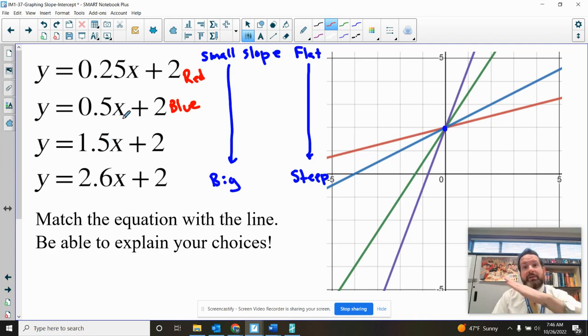As the slope gets bigger, the line gets steeper. So the next biggest slope should be the next steepest line. And then lastly, the steepest line, the purple, should have the biggest slope. Low slope, flat; high slope, steep.